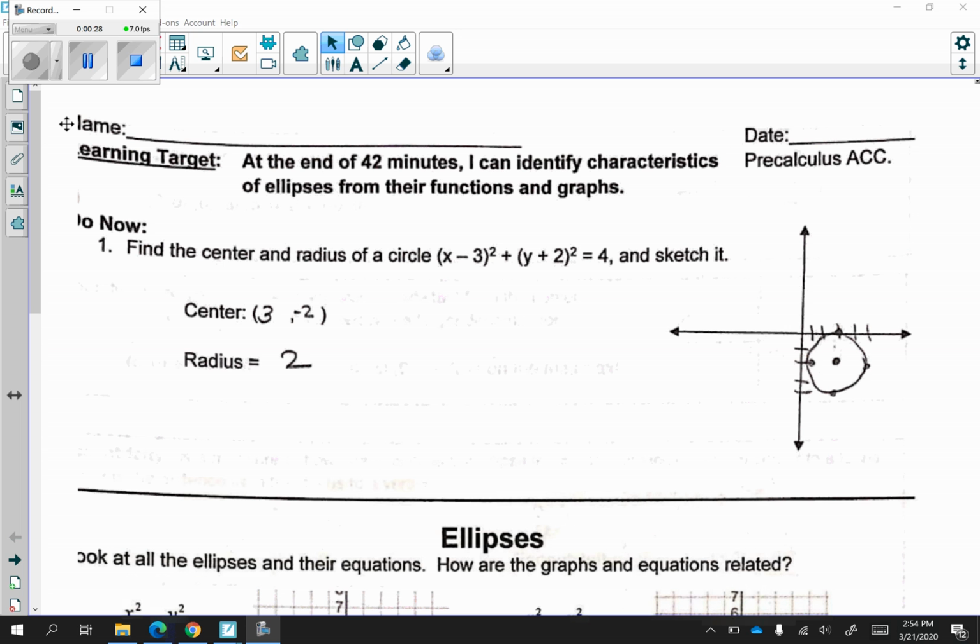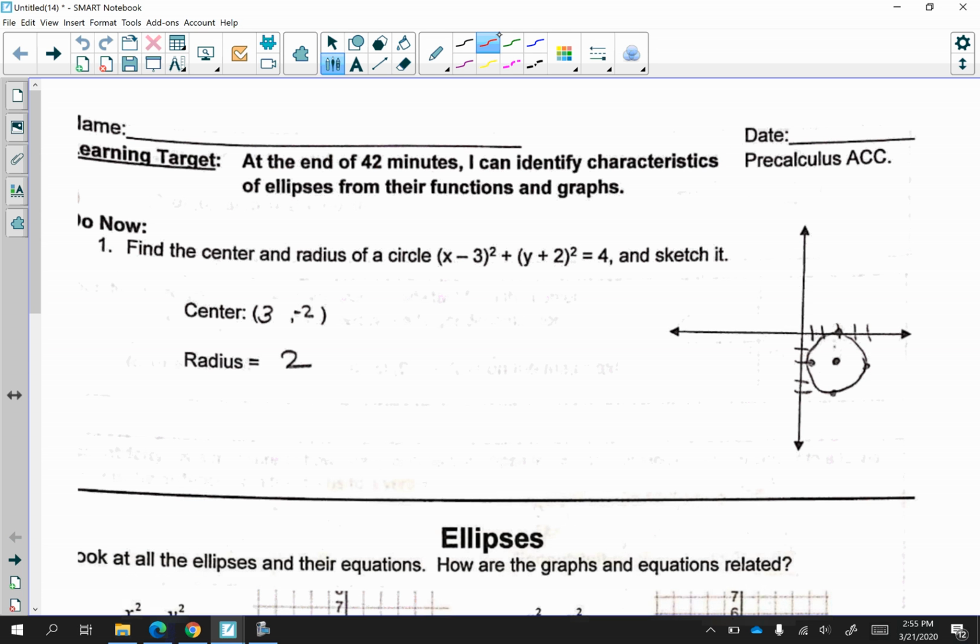So when you graph, plot the center point, 3, negative 2. And then because the radius is 2, you go up 2, left 2, down 2, right 2. And there's the graph of the circle.